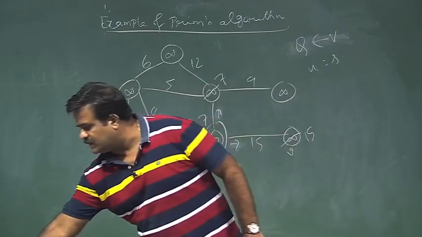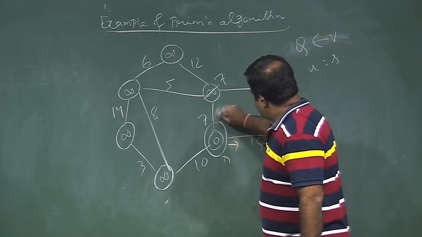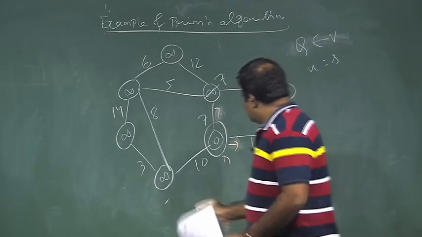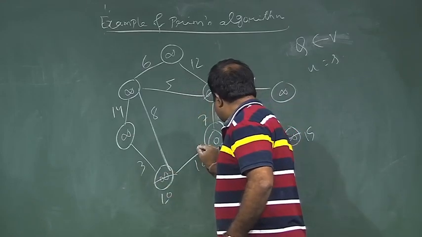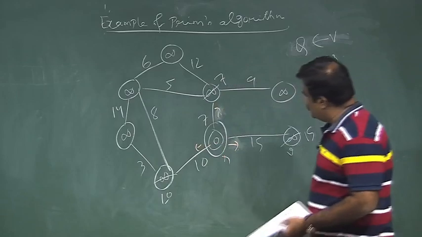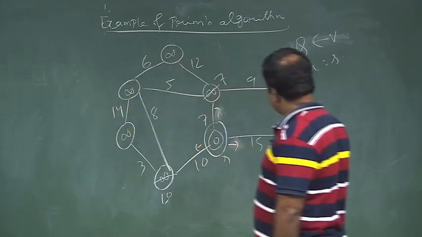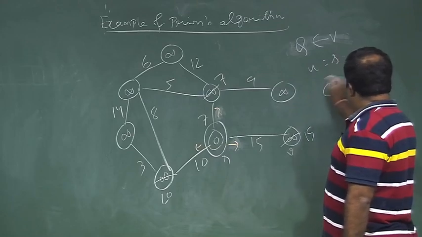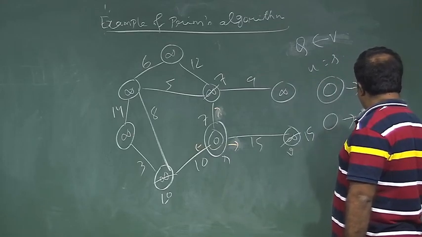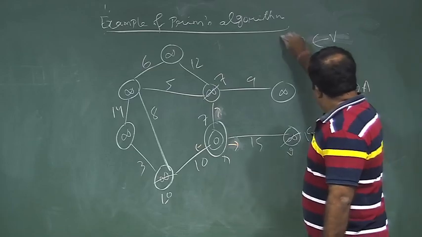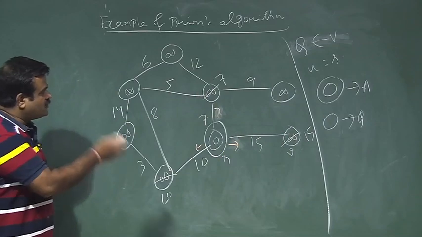So, let us use another color for this mark. Okay. So, this is now 10 and this vertex is responsible for this change. Okay. So, now this is in A and this is in Q, which is V minus A. Okay. Now, Q is not empty.